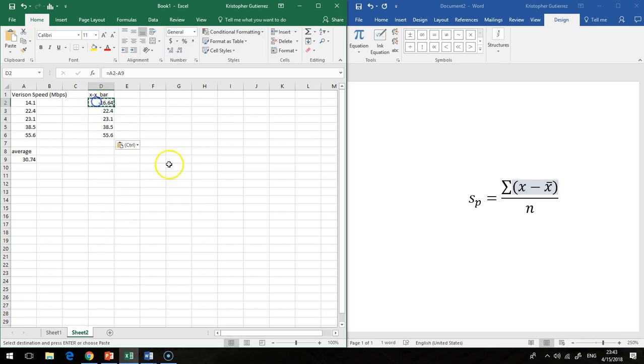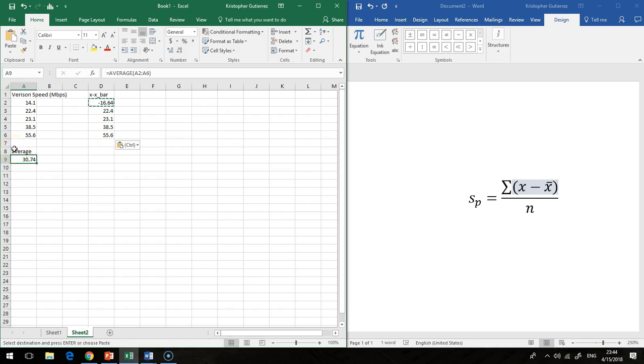All right, so the first one seems fine, but look at the second one. 22.4 is the same as 22.4. 23.1, 23.1. Well, see, this obviously is not correct. So let's take a look at what happens. So for the first one, I have A2 minus A9. So A2, this one minus that one, A9. Perfect. But when I go down one, it goes to A3 minus A10. So it subtracts this one. I want it to stay here.